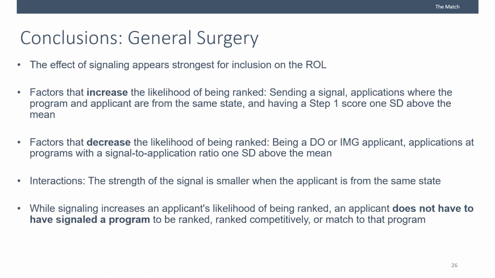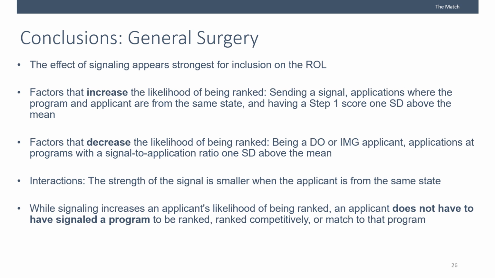I wanted to go over all the information that I just shared with you because I do know it is a lot. So in conclusion, for our general surgery results, the effect of signaling appears strongest for inclusion on the roll. There are some factors that increase the likelihood of being ranked. These include sending a signal, applications where the program and the applicant are from the same state, and having a Step 1 score 1 standard deviation above the mean.